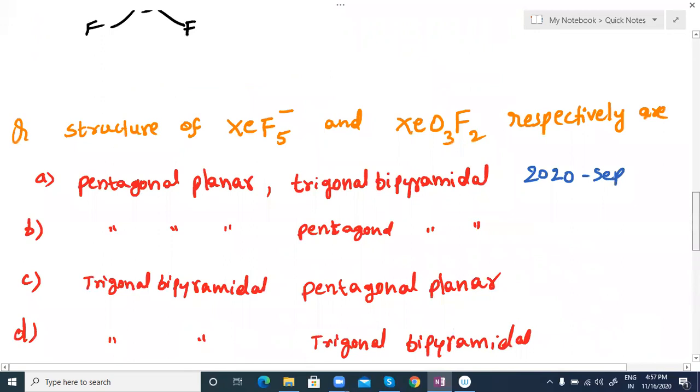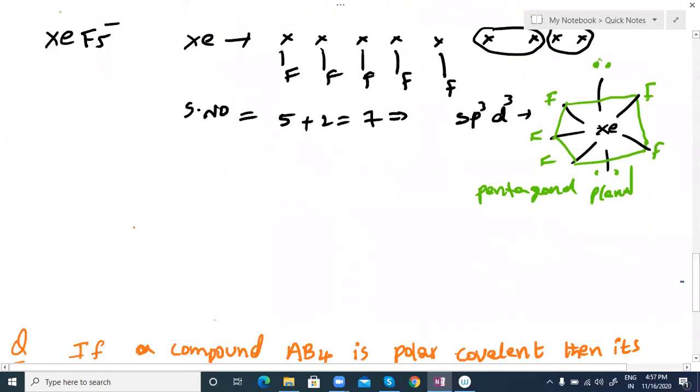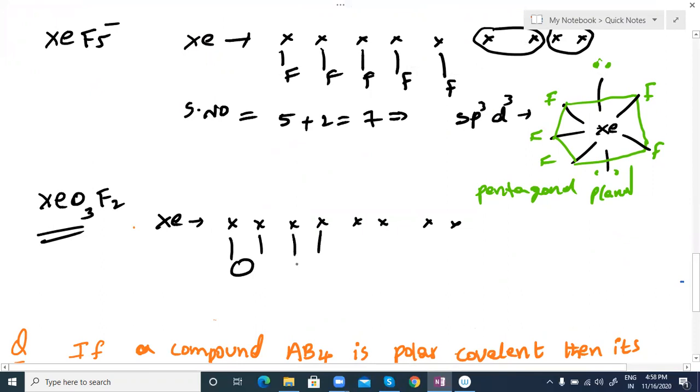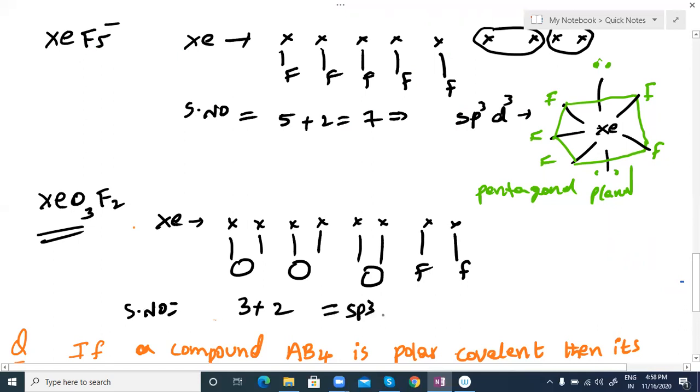Next one they have given, XeO3F2. Yes, that you can also find out. Xenon has 8 electrons, you can write it. Each oxygen can form a double bond, using 2p electrons here. Then take the fluorines. You can count here 3 oxygen atoms plus these 2 fluorine sigma bonds. Total 5 only, no? The total steric number, the total number of attached atoms, is 5. 5 means sp3d. So this is trigonal bipyramidal.